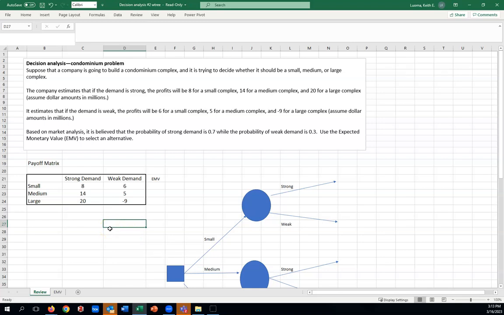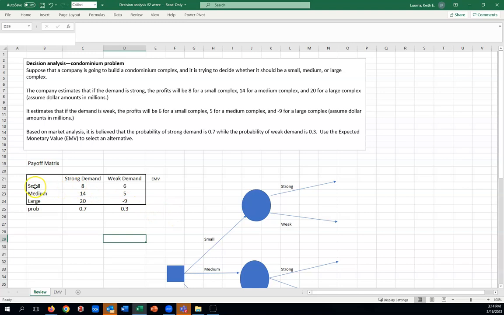In order to do expected monetary value, below this chart we want to put in the probabilities. So the probability for strong demand is 0.7 and for weak demand is 0.3. Now EMV, or expected monetary value, we're borrowing here from statistics, and in statistics you can think of an expected value as being, you might say, a weighted value, weighted by the probabilities. So what I mean is this.